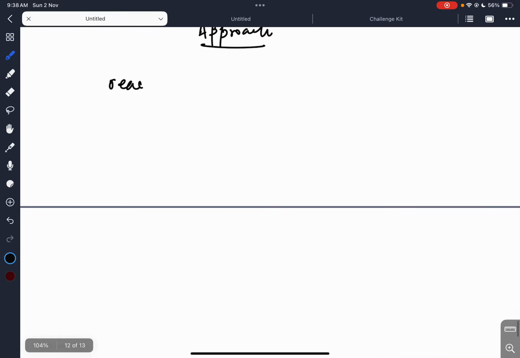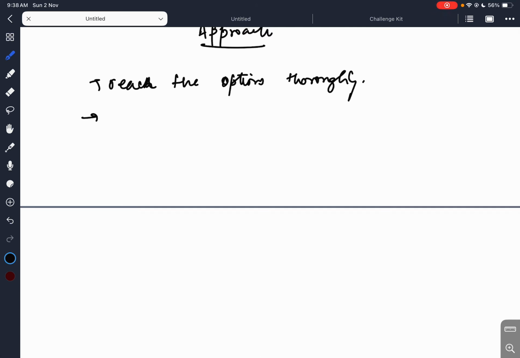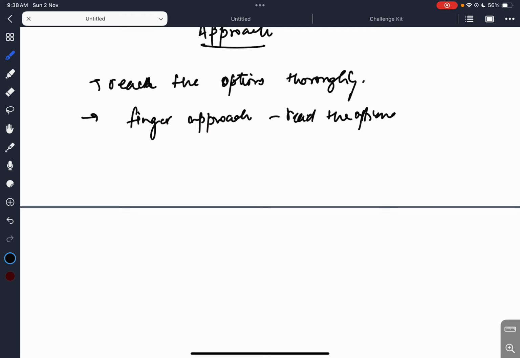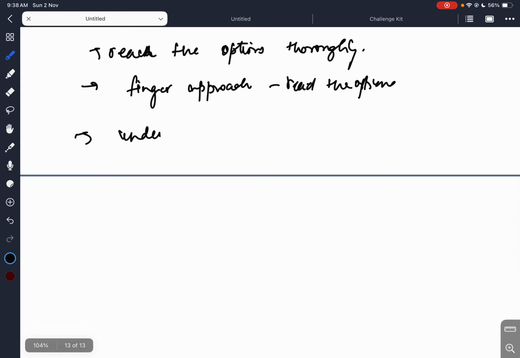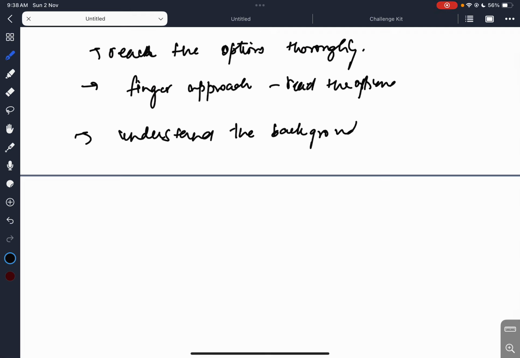Always read the options thoroughly, and do not be impulsive while marking an option. Always read the options very carefully. And I'll say to use the finger approach. What is the finger approach? On the monitor, use your finger to read the options very thoroughly, and understand where you have studied this, where the content is coming from. Understand the background of the question, that is, which topic, which folder I need to open in my brain to answer this question.